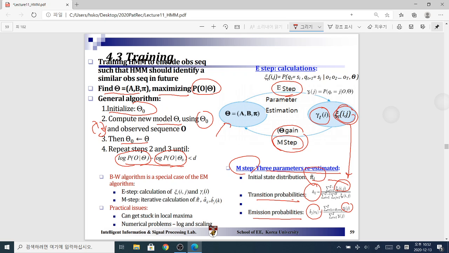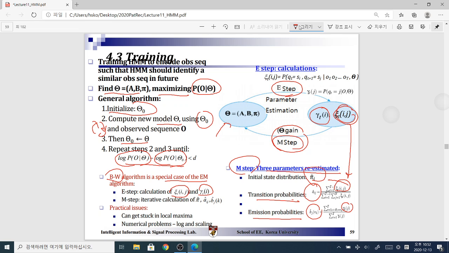So this training model is also called the Baum-Welch algorithm, and as you can see, it is an EM algorithm, where in the E step we involve calculation of the transition probability, psi sub t of ij, as well as the state emission probability, gamma sub t of i.